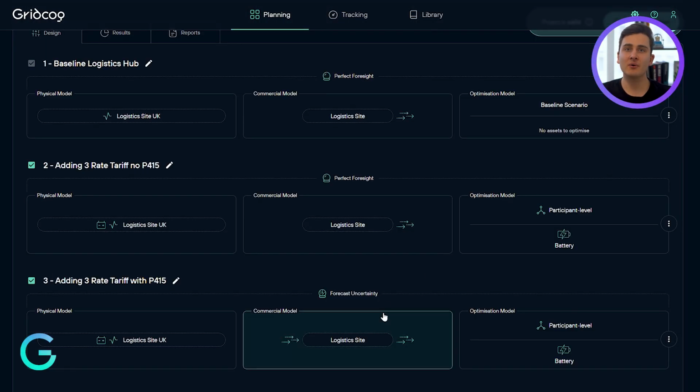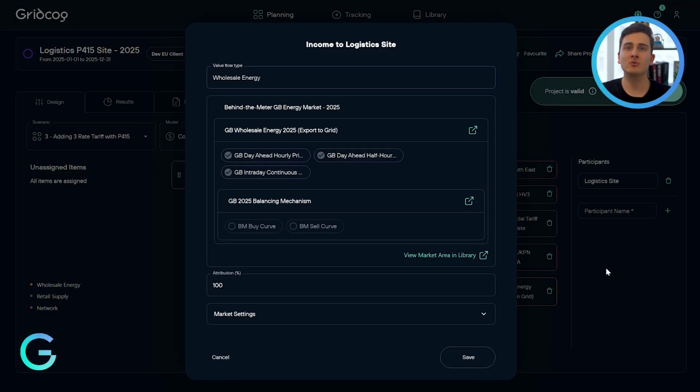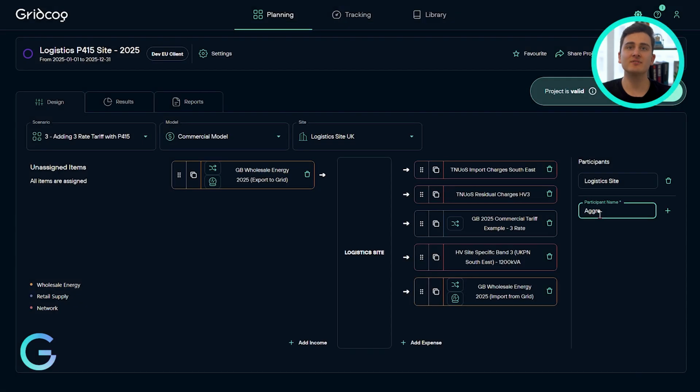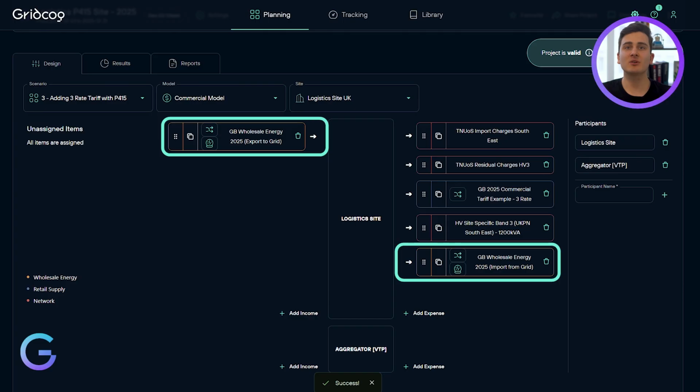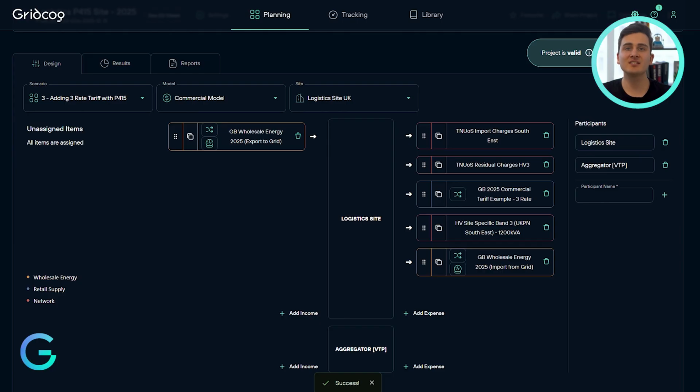In the third scenario, we expose the site to multiple wholesale markets, which could be achieved via an aggregator, courtesy of P415. This allows us to quantify the incremental value unlocked through P415 participation, with the logistics site still able to keep their hedged free rate retail tariff. So what are the baselining and deviation volume definitions for this setup?